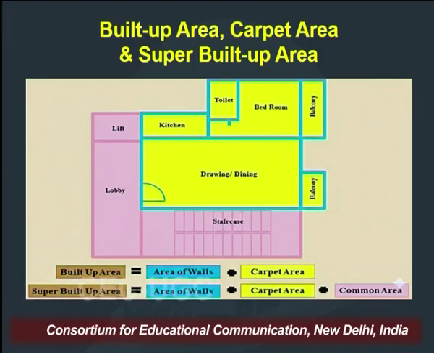But the total usable area that the end user is getting is the built up area and the carpet area, which will include the areas of the walls and the carpet area. So, the actual usable space that the end user has is the carpet area, but the overall calculation for the money aspect is done on the super built up area.